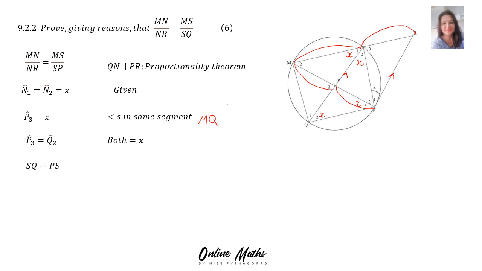Then we can say that SQ is in fact equal to PS. And the reason is sides opposite equal angles. And then we have that PS is equal to SQ, and that is exactly what we want. That MN over NR is equal to MS over SQ. And then where are the marks? The marks are here, statement reason, the given part, angles in same segment, statement reason, and then reason.